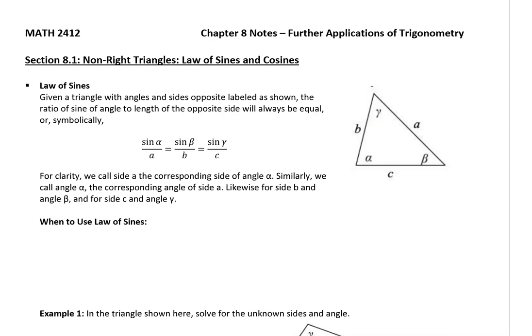In this section, we're going to be looking at non-right triangles. Everything we've done to this point, we've been doing right triangles, and we've been able to use Pythagorean theorem, etc. But not all triangles are going to be right triangles. So now we need some new methods and techniques to deal with a non-right triangle. And so we're going to use something called the law of sines and the law of cosines to help us deal with this.